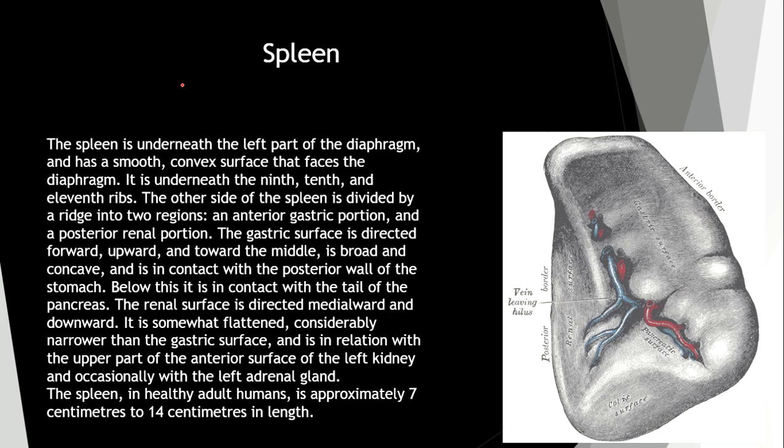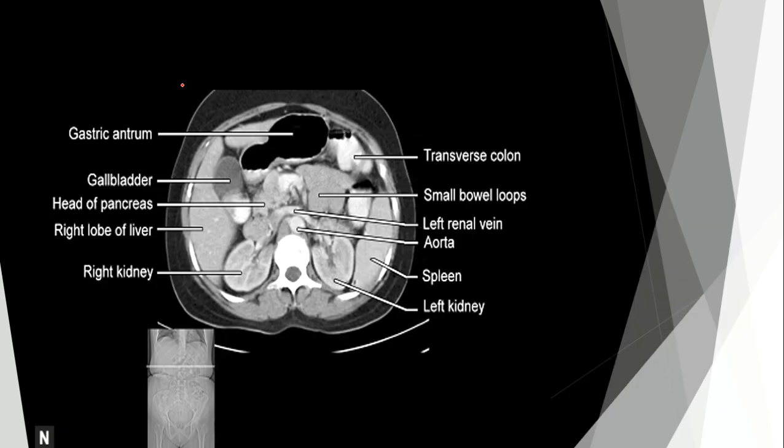It is somewhat flattened, considerably narrower than the gastric surface, and it is in relation with the upper part of the anterior surface of the left kidney and occasionally with the left adrenal gland. The spleen in healthy adult humans is approximately 7 cm to 14 cm in length. As we see, our spleen is here. Always check the level where we take the picture.